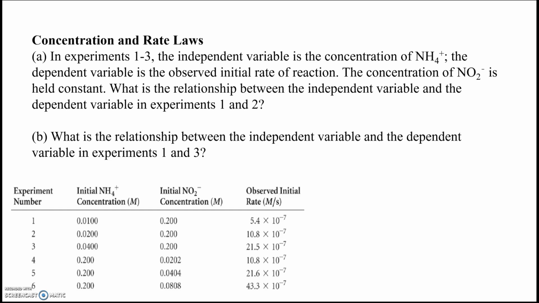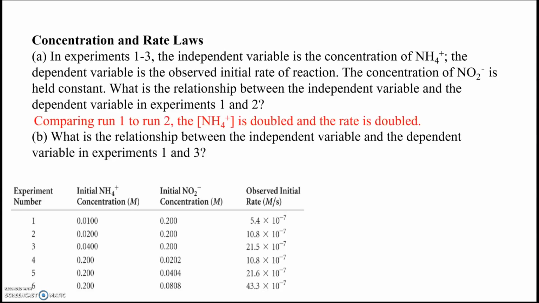All right, below us here we've got 6 experiments that we've run where we've reacted ammonium and nitrite. So the independent variable is the concentration of ammonium, and the dependent variable is the observed initial rate of reaction. Concentration of nitrite ion is held constant. What is the relationship between these variables?